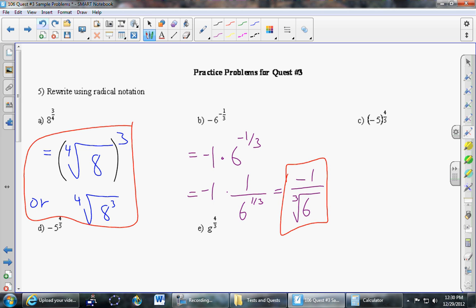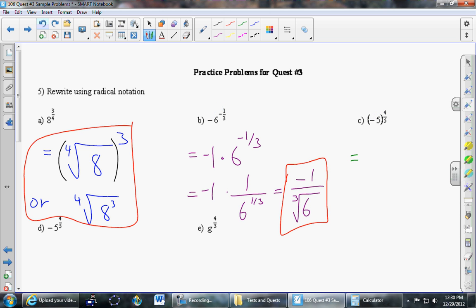Part C, -5 to the 4/5. So does the 4/5 apply to the negative sign here? The answer is yes, because the 4/5 has parentheses right nearby, which means this whole thing is being raised to the 4/5. So yes, the 4/5 is going to interact with that negative sign.